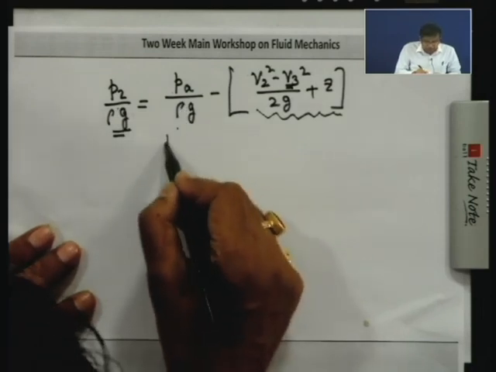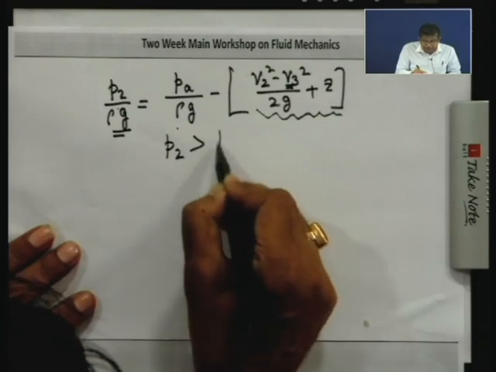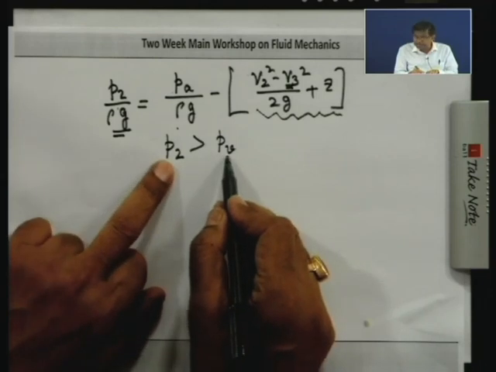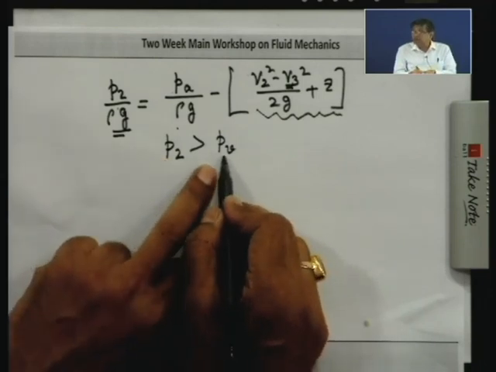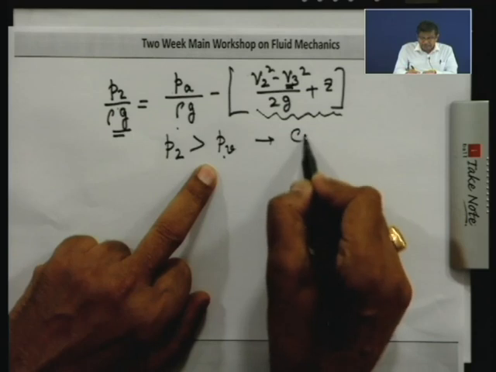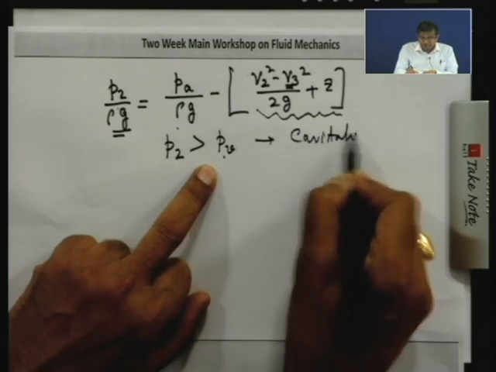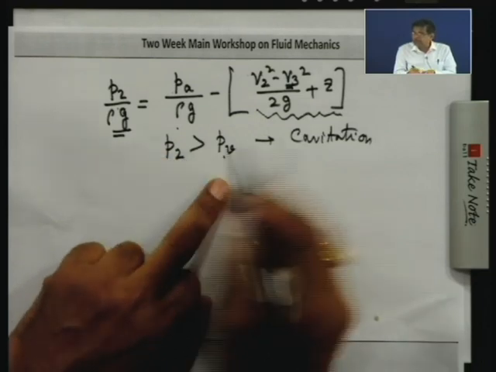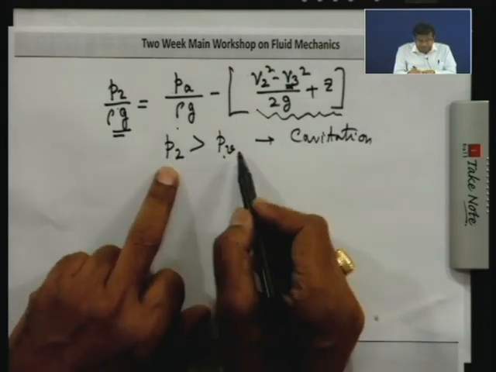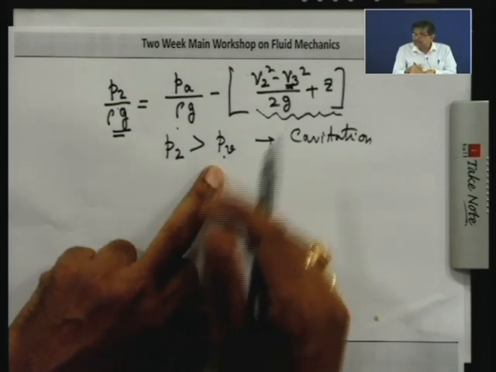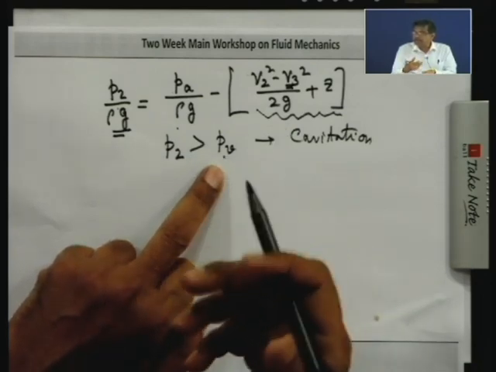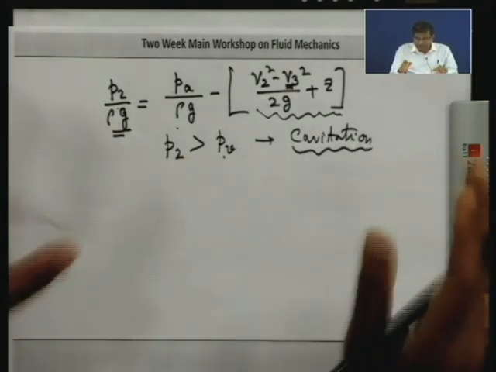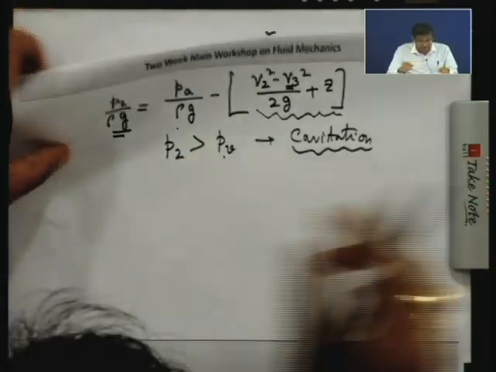Why? P2 should always be greater than the vapor pressure of water at that temperature. If P2 falls below that or close to that, then water will start boiling, and this phenomenon is known as cavitation. Even at a lower pressure than the vapor pressure, the dissolved air first starts releasing at a high velocity, and that creates some problems which I will tell you about afterward if I get time. This is cavitation, this is one danger.